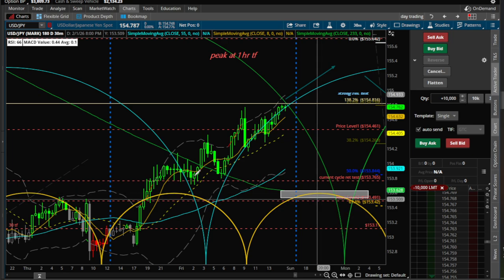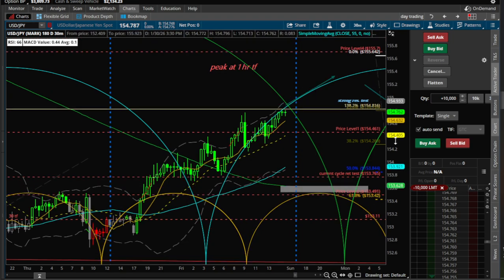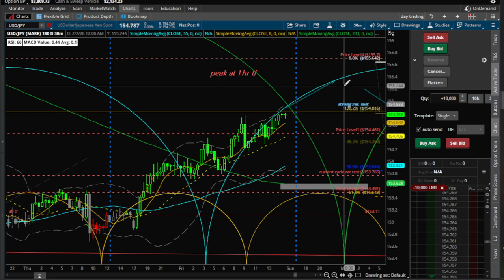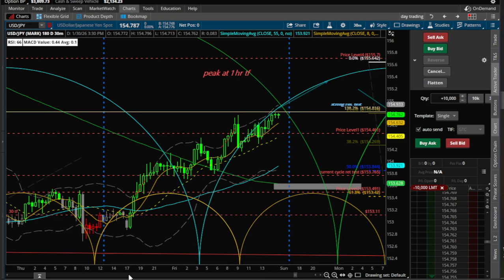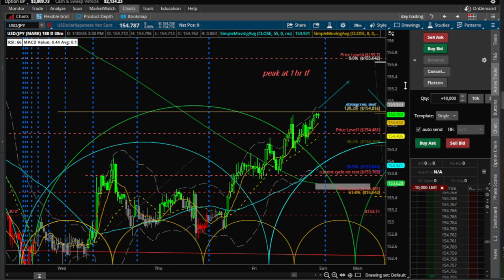But there should be enough resistance here to be able to get in and out of trades without losing too much. But again, you trade at your own risk, and I'm not a financial advisor. This is all for entertainment purposes only.